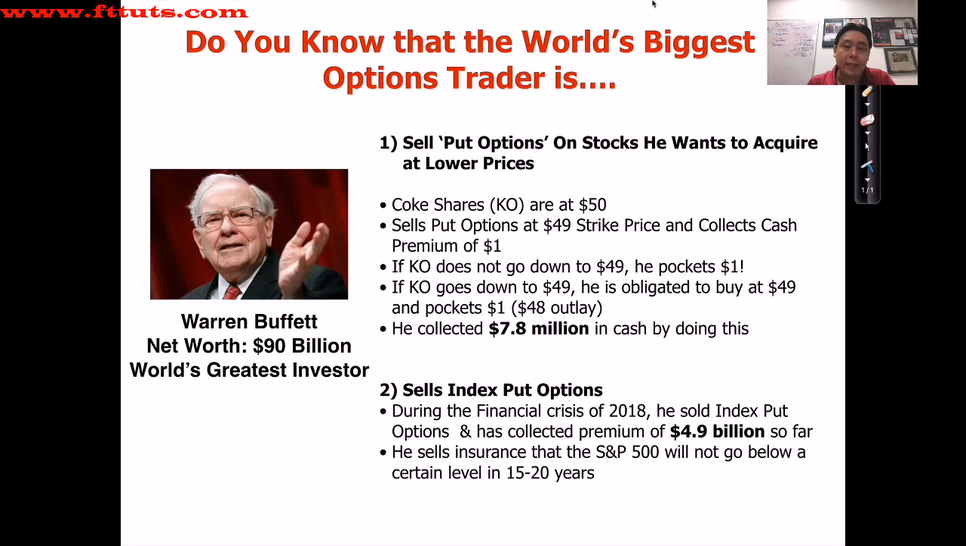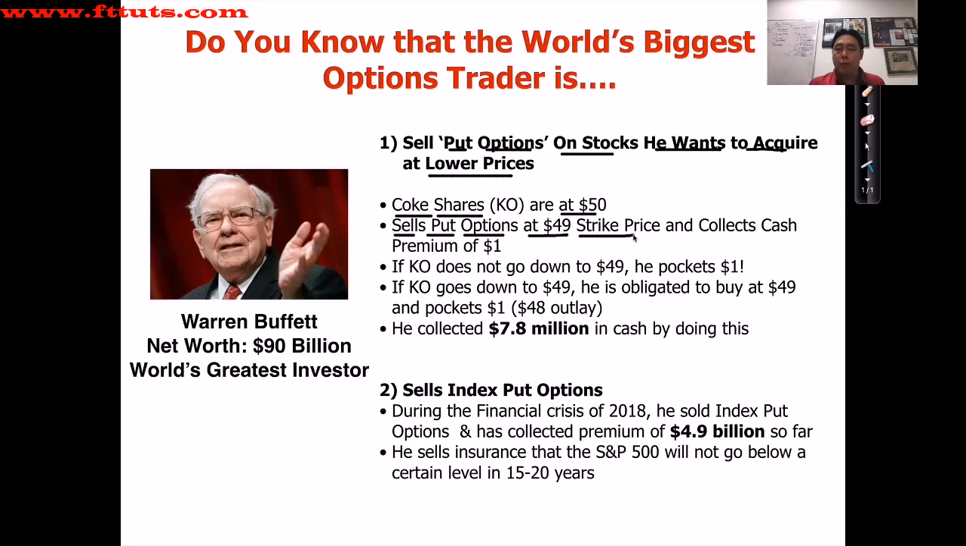The first thing that Buffett does is he sells put options on stocks that he wants to acquire at lower prices. Now again, later on I'll explain in detail what put options are. So if you don't really understand right now, it's okay, but I'm giving you a general idea, right? So for example, he wants to buy Coca-Cola shares at $50. Okay, or rather, right now Coca-Cola is selling at $50. And Warren Buffett wants to buy it as cheap as possible, right? Because he knows in the long run, the shares will go up, but he wants to buy it at a discount. So instead of buying the shares at $50, what does he do? He will sell put options at a $49 strike price.